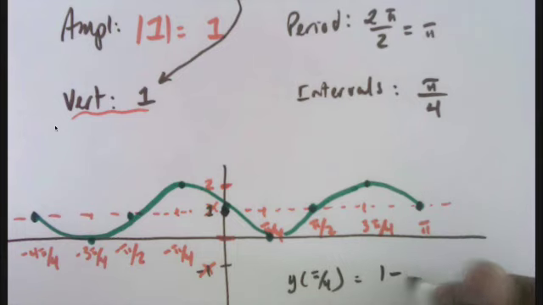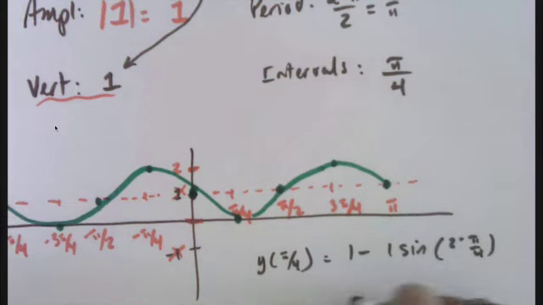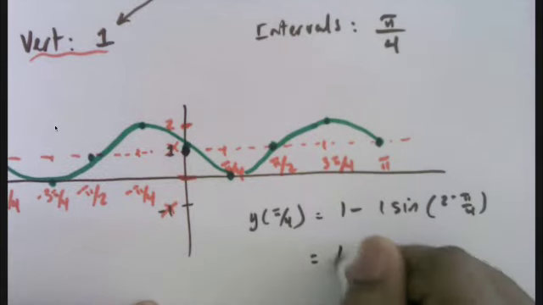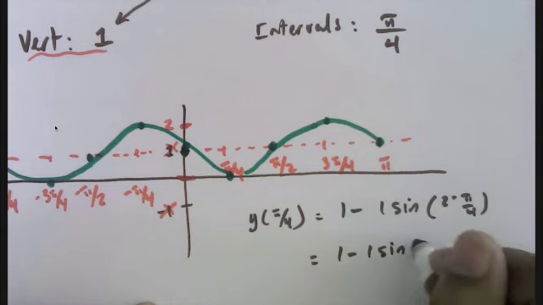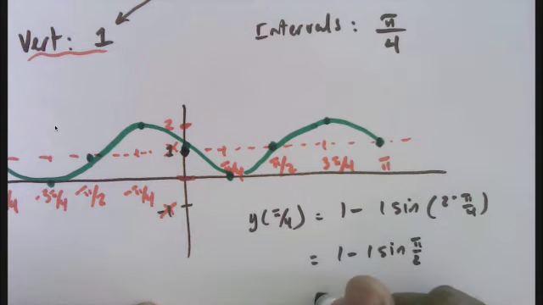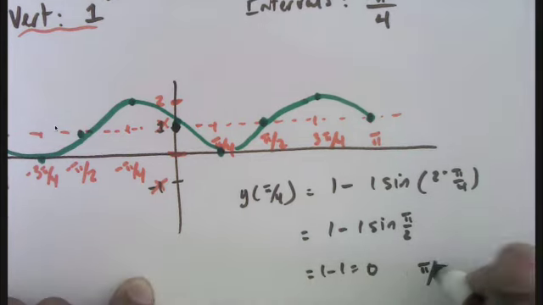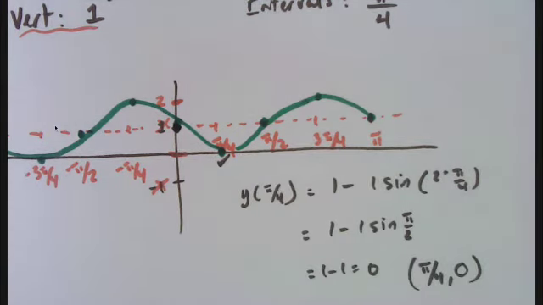We have 1 minus 1 times sine of 2 times pi over 4. And if we simplify this, the sine of 2 times pi over 4 is going to simplify to pi over 2. On the unit circle, sine of pi over 2 is 1, which means I get 1 minus 1, which is indeed 0. So I have a coordinate here of pi over 4, comma, 0, which is exactly what I have here. And I can check that for multiple points in case I'm not sure if the graph that I graphed is the correct one.